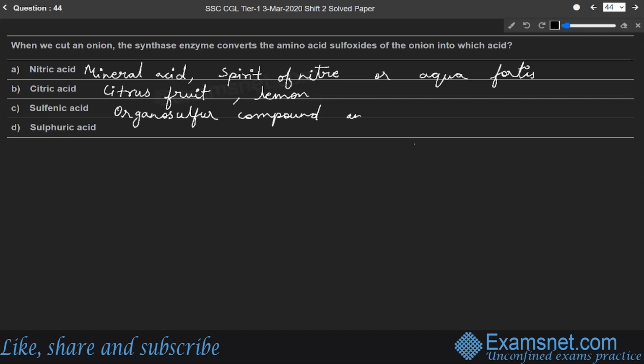And it is also an oxo acid which has the general formula RSOH. Last option is sulfuric acid. Sulfuric acid is a mineral acid that is composed of different elements like sulfur, oxygen, and hydrogen.